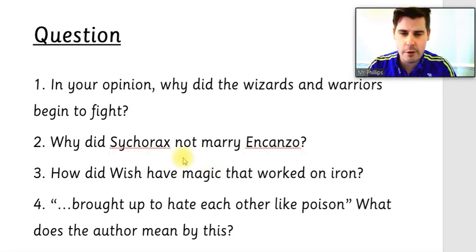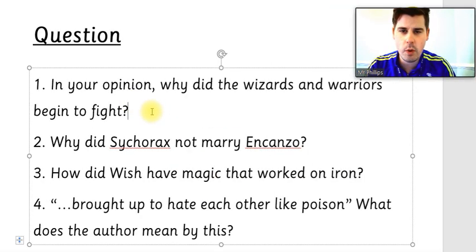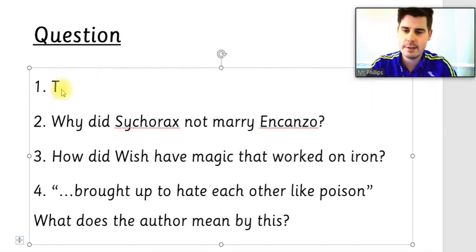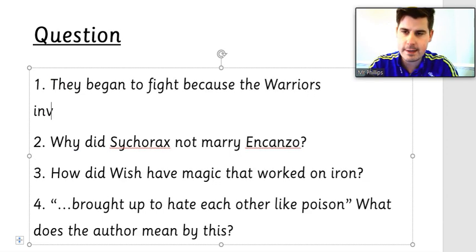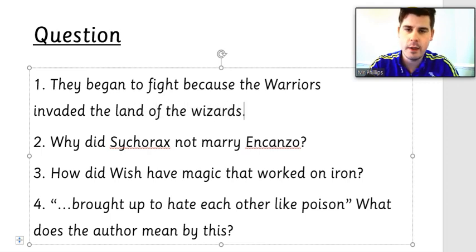I'm going to go for the first one. So in your opinion, why did the Wizards and Warriors begin to fight? They began to fight because the Warriors invaded the land of the Wizards. And there we're using our new vocabulary correctly in that question. They began to fight because the Warriors invaded the land of the Wizards.